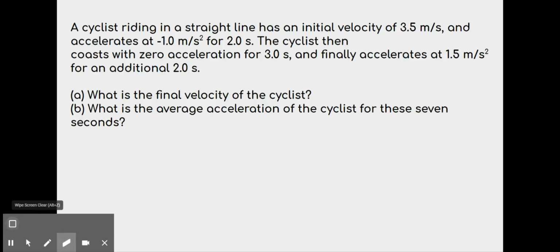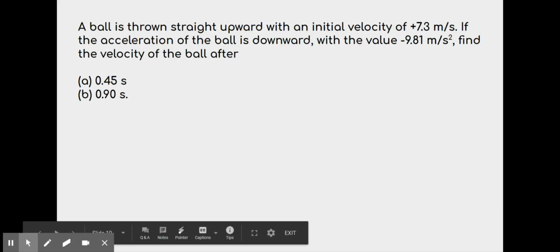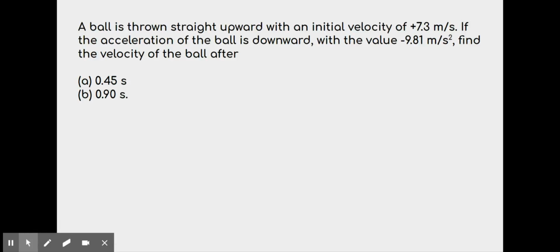Okay. Moving along to the next problem. We are going to look at a ball that has been thrown straight upward. So there's a ball, and it's thrown upward. And it has an initial velocity of 7.3 meters per second. The acceleration of the ball is downward. It's going to be the value of gravity. So we want to find the velocity of the ball after 0.45 seconds and 0.90 seconds.